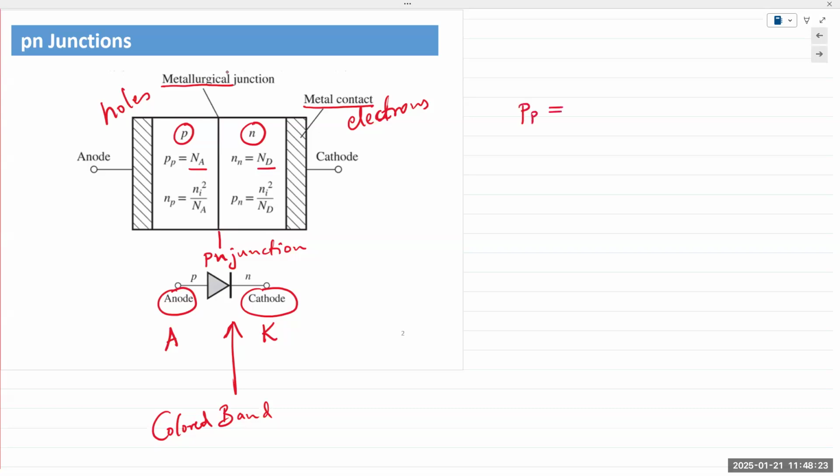So PP, for instance, is the number of holes in P-type material. The subscript is the type of material. So NN is the number of electrons in the N-type material.